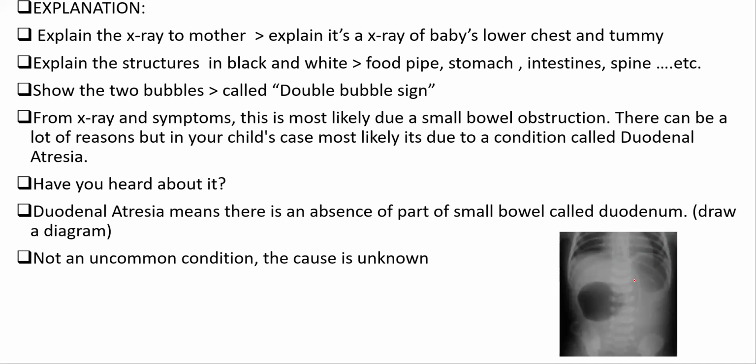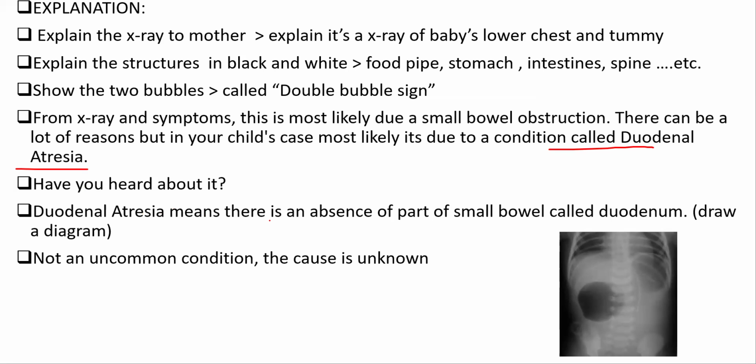Yes, doctor. Now, if we look at the abdomen in the middle of the X-ray, you can see there are two rounded black shadows. Can you appreciate them? Yes. So those two rounded black shadows that you can see are commonly known as double bubble sign. And this kind of double bubble sign we usually find in a specific condition called duodenal atresia. Do you know anything about duodenum or duodenal atresia?